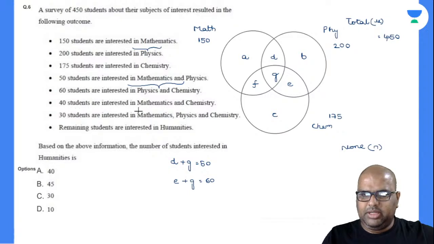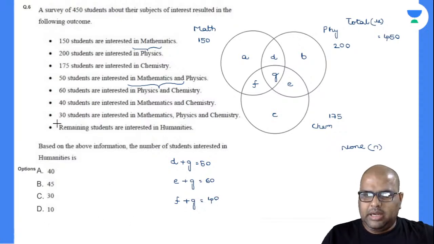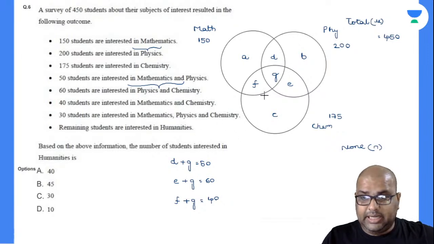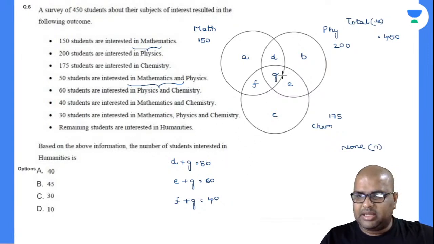Coming to next one, 40 students are interested in math and chemistry. Math and chemistry means F plus G. F plus G is nothing but equal to 40. And now 30 students are interested in math, physics and chemistry, all the three, right? So G value is nothing but given as, I'll write down here, G value is nothing but given as 30.